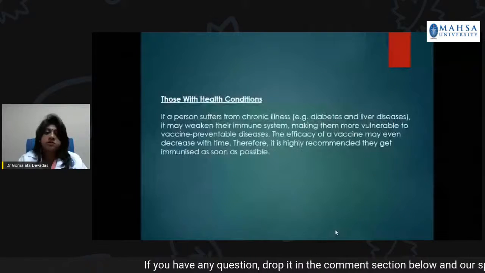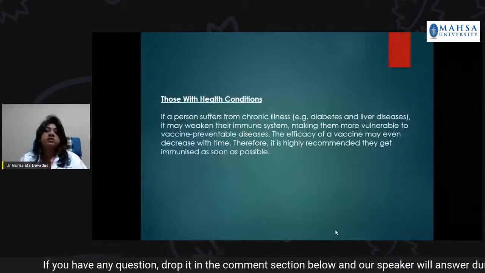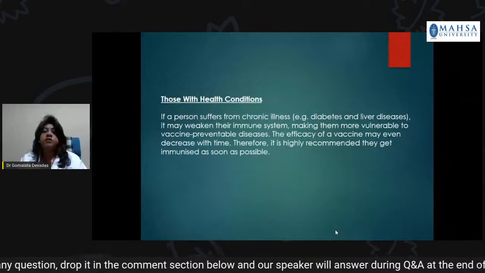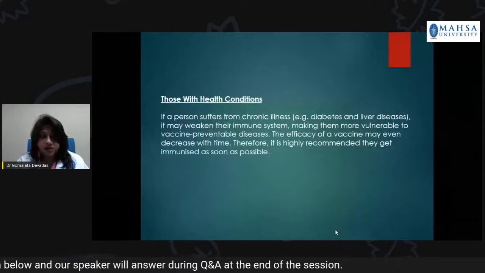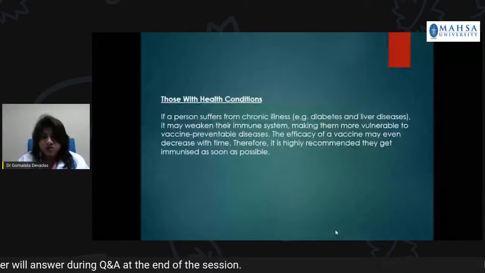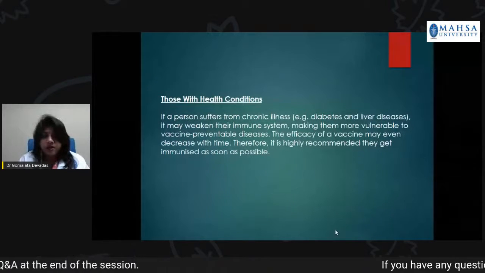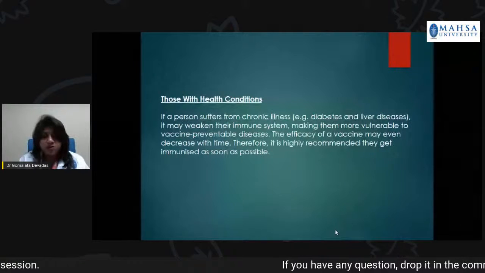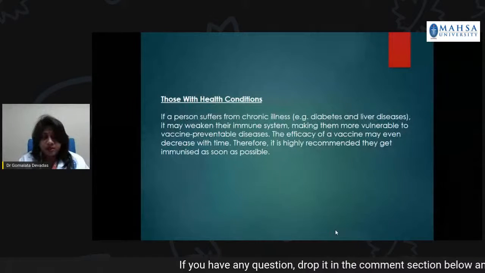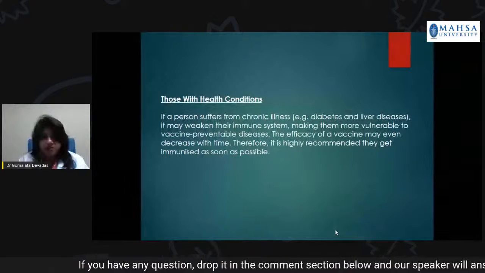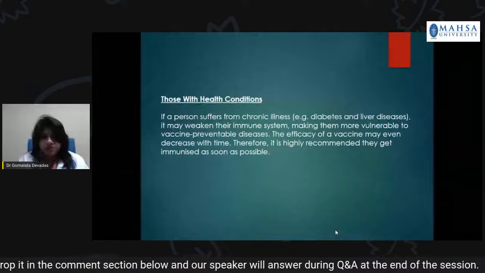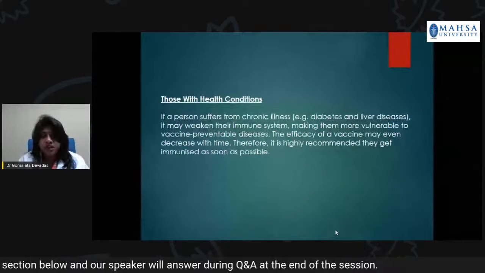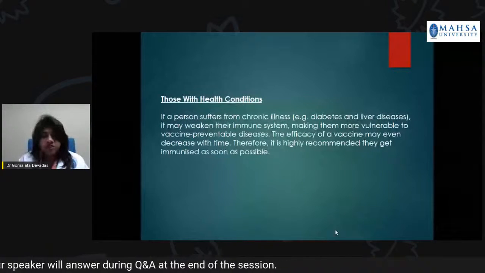So for those with a health condition, if a person suffers from a chronic illness, for example diabetes or liver disease, it may weaken their immune system, making them more vulnerable to vaccine-preventable diseases. The efficacy of a vaccine may even decrease with time. Therefore, it's highly recommended they get immunized as soon as possible.